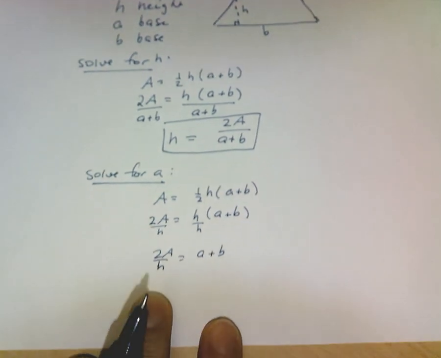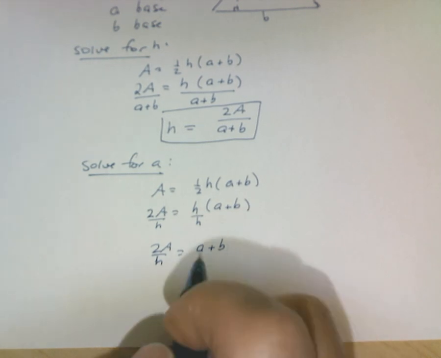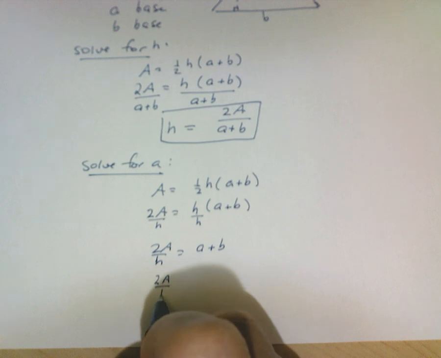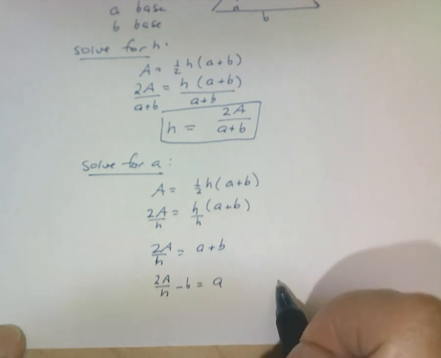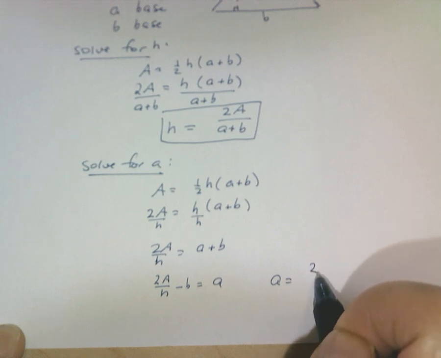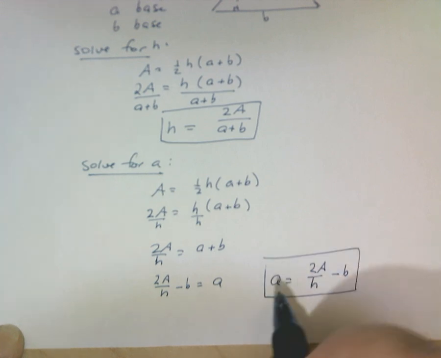And now I just want to get A by itself. A and B are connected by addition, so I'm going to subtract the B, and I get 2A over H minus B equals A. And I'm just going to write it with the A on the left-hand side. That's my final answer.